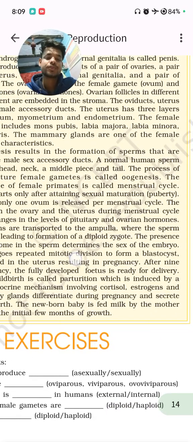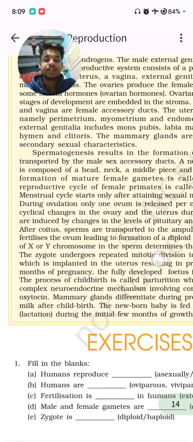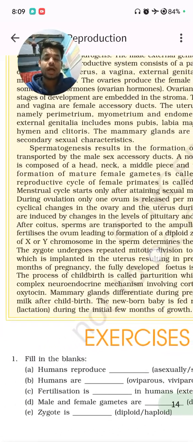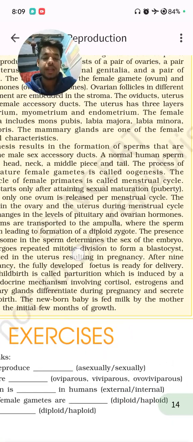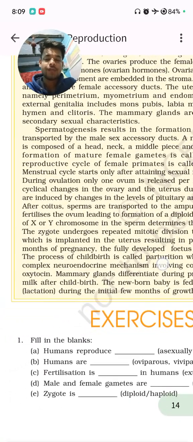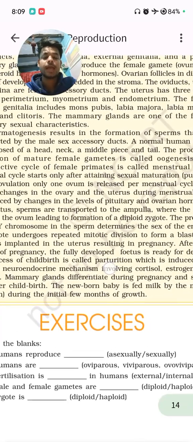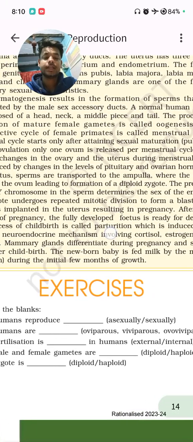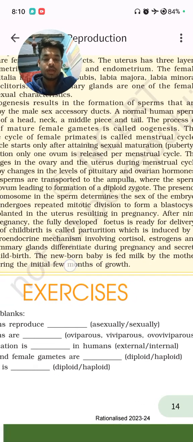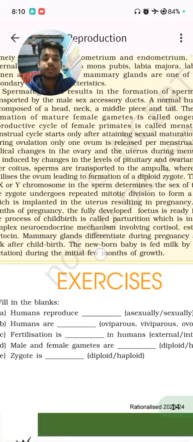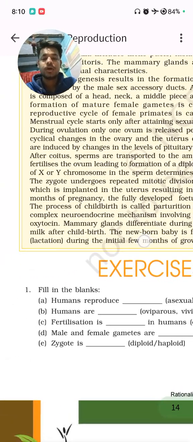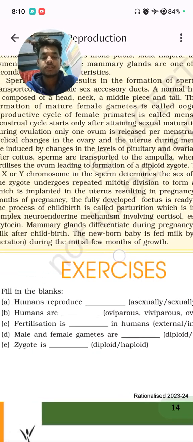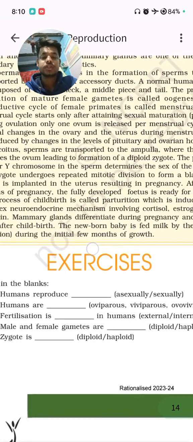The cyclic changes in the ovary and the uterus during the menstrual cycle are induced by changes in the levels of pituitary and ovarian hormones. After insemination, sperm are transported to the ampulla, where the sperm fertilize the ovum, leading to the formation of the diploid zygote. The presence of X and Y chromosomes in the sperm determines the sex of the embryo. The zygote undergoes repeated mitotic divisions to form a blastocyst, which is implanted in the uterus, resulting in pregnancy.